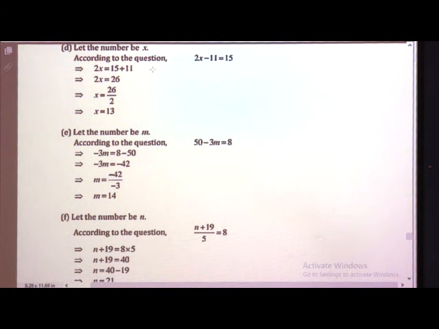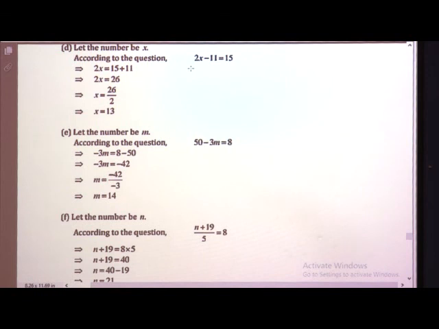Here also I consider the number as x. According to the question, it is 2 times, so 2 times means I am considering x. It is twice, so 2x minus 11 is equal to 15. If you know the equation, you can find out the value of the variable.